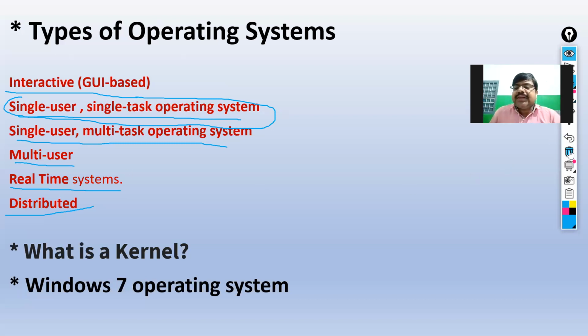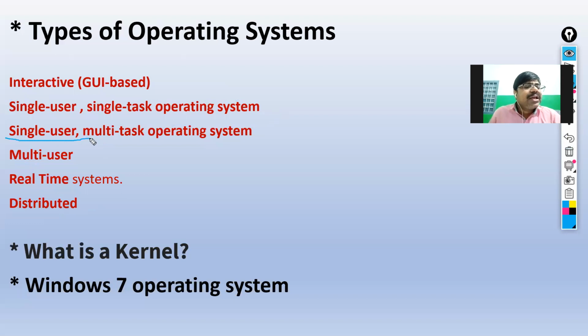Next one is single user multitask operating system. Friends, this type of operating system is used on desktop computers. Even it is used in laptops, where a single user can operate several programs at the same time. For example, you can say Windows operating system and Apple Mac operating system.